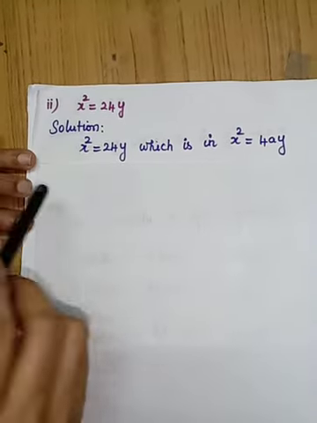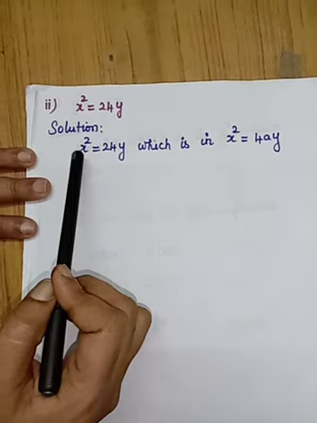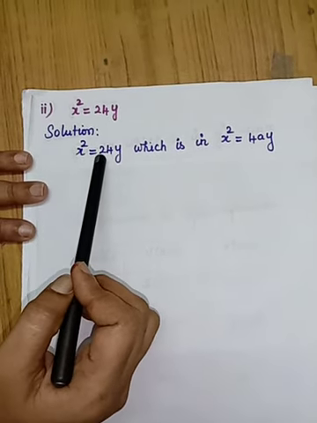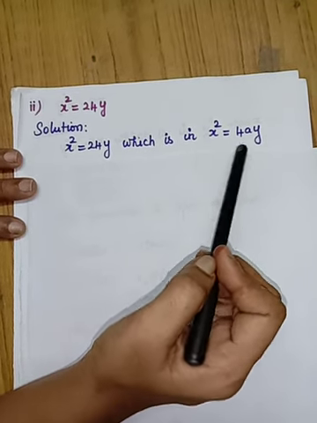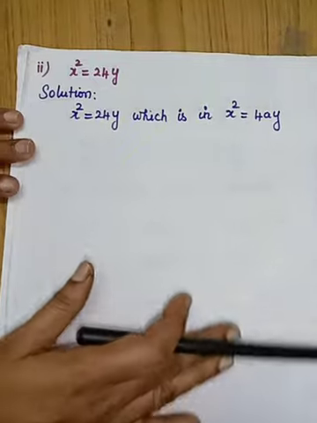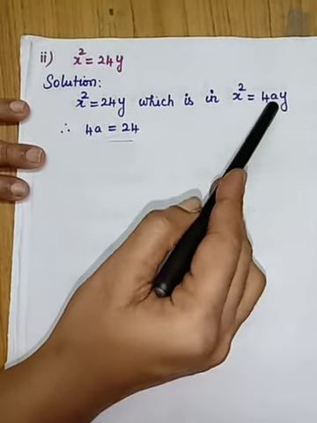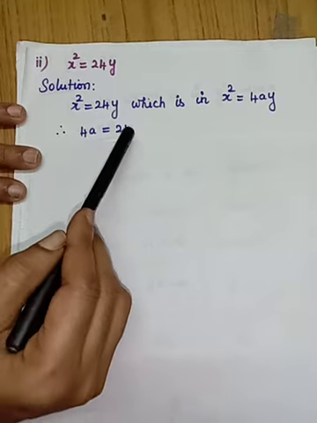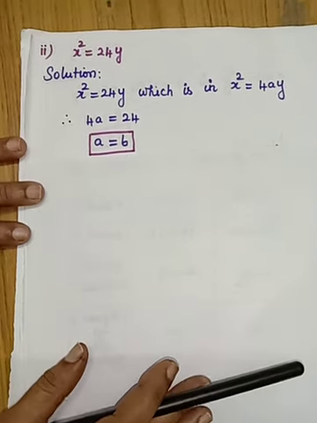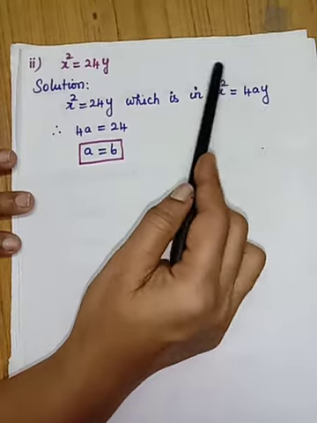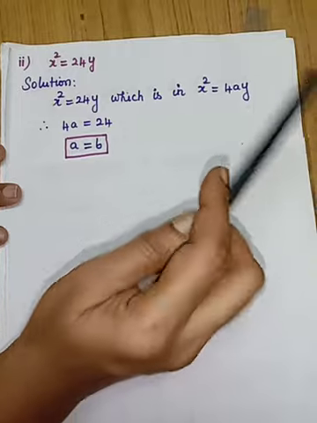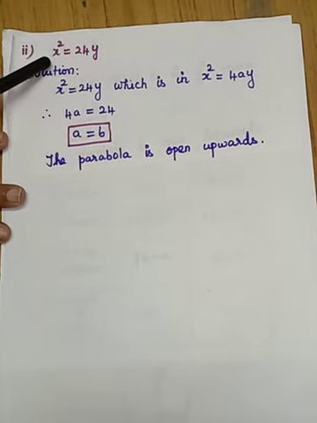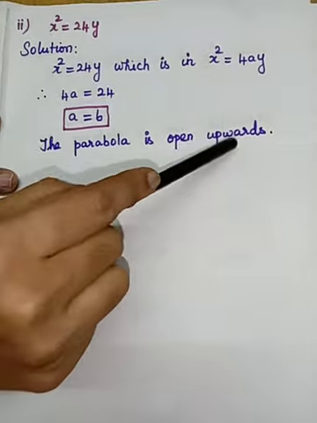Okay. See now the next problem. It is x squared is equal to 24y, which is in the form of x squared is equal to 4ay. So when you compare these two equations, 4a is equal to 24. So a is equal to 6. It is a standard form of the parabola which is open upward. So the given parabola is open upwards.